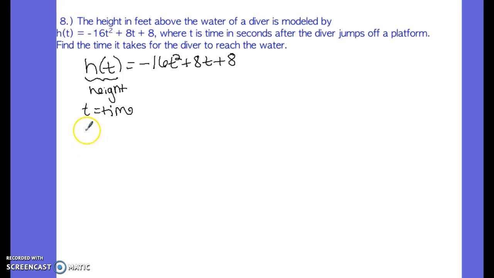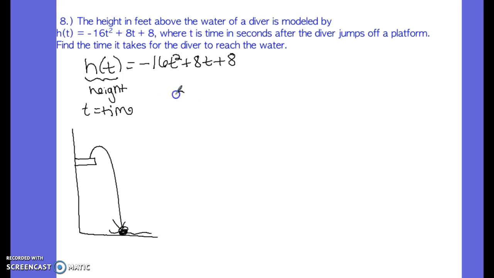Now, because a is negative, here's kind of a picture. You have your water here, you have your diver. He's going up and coming down. So it would make sense that a is negative. Jumps off the platform. Find the time it takes for him to reach the water. So I want to know, think about what is your height when it reaches the water? The height would be 0.